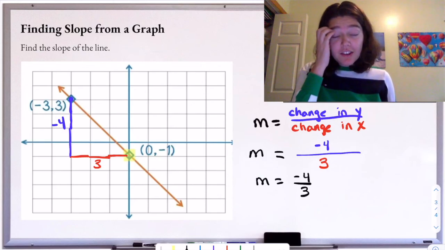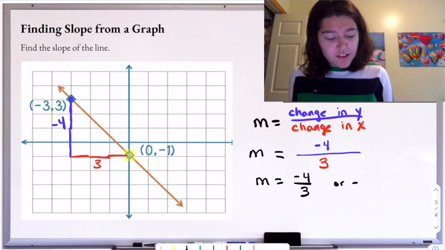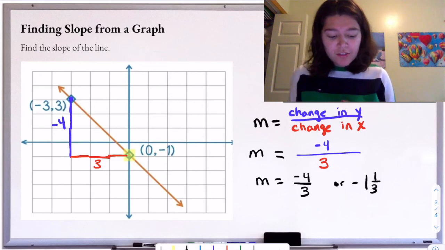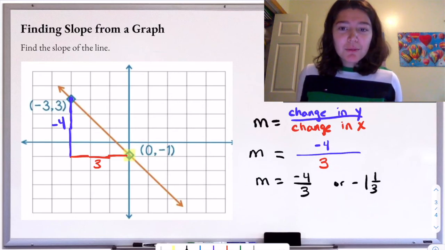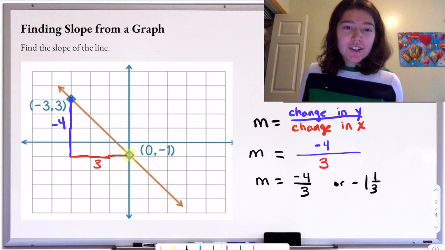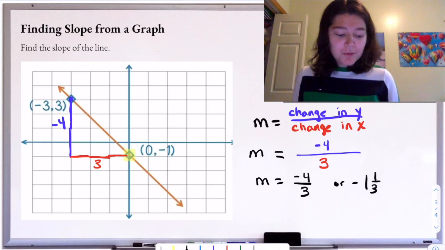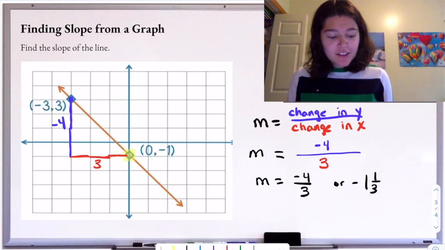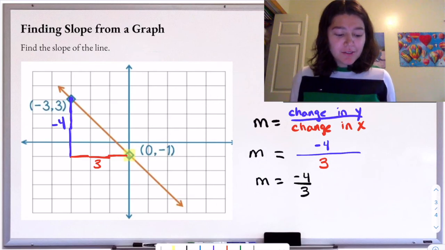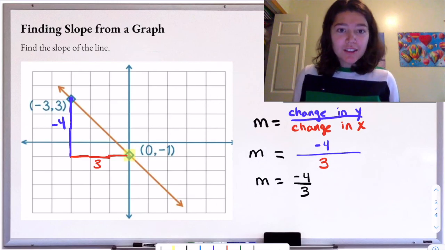Okay, technically I could write that as -1 1/3, but there's really no benefit to doing that. It just makes it harder to graph, kind of harder to understand in a slope form. So there's actually no benefit, or even less of a benefit, to convert it to a mixed number in this world. So I'm just going to leave it as -4 thirds.